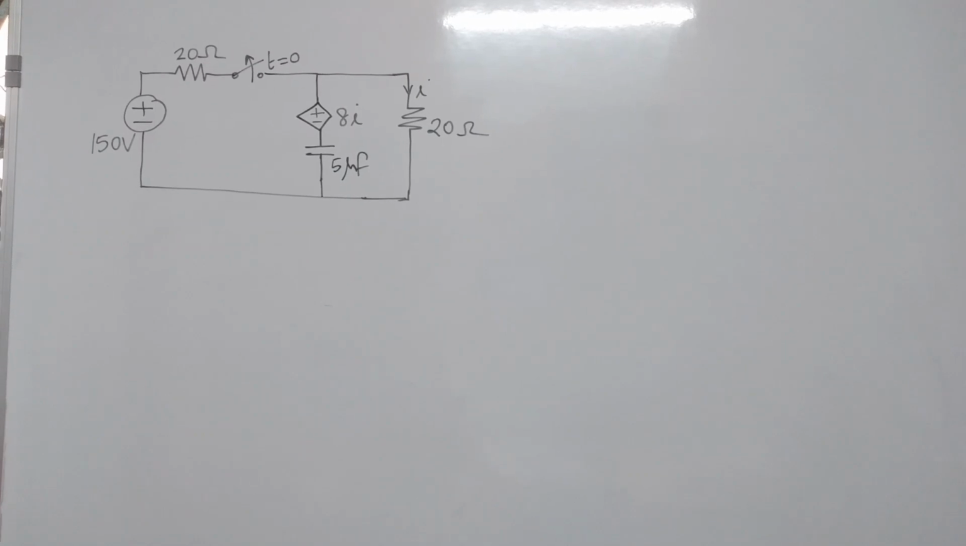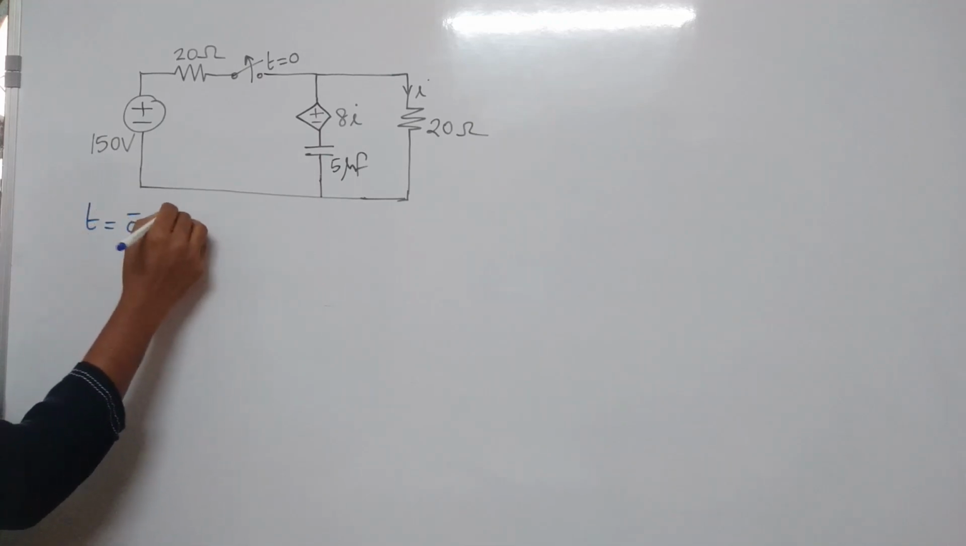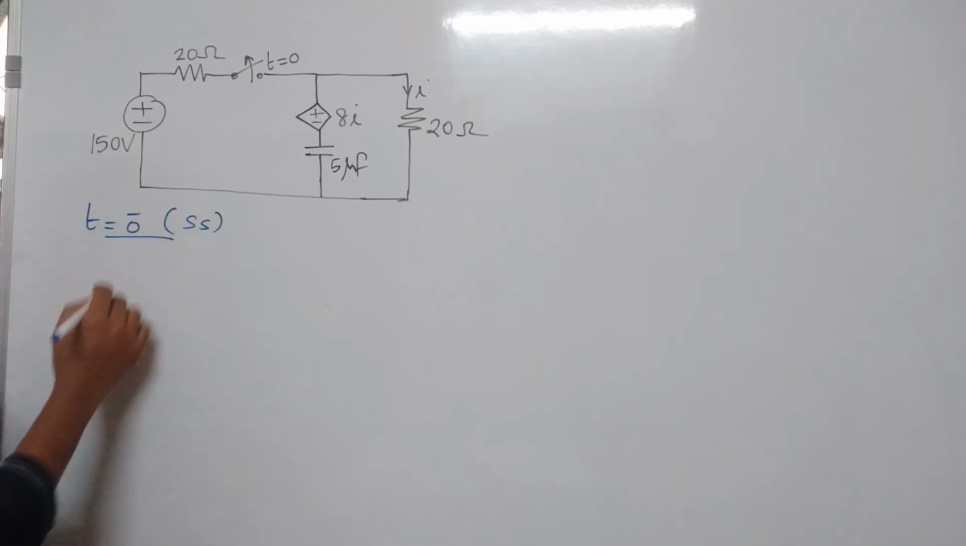Another question. For the network shown, find current I of t if the switch is opened at t equal to 0. So again, here there is a capacitor. So we need to find out the initial voltage across capacitor. So let's draw the circuit for t equal to 0 minus, which corresponds to the steady state.